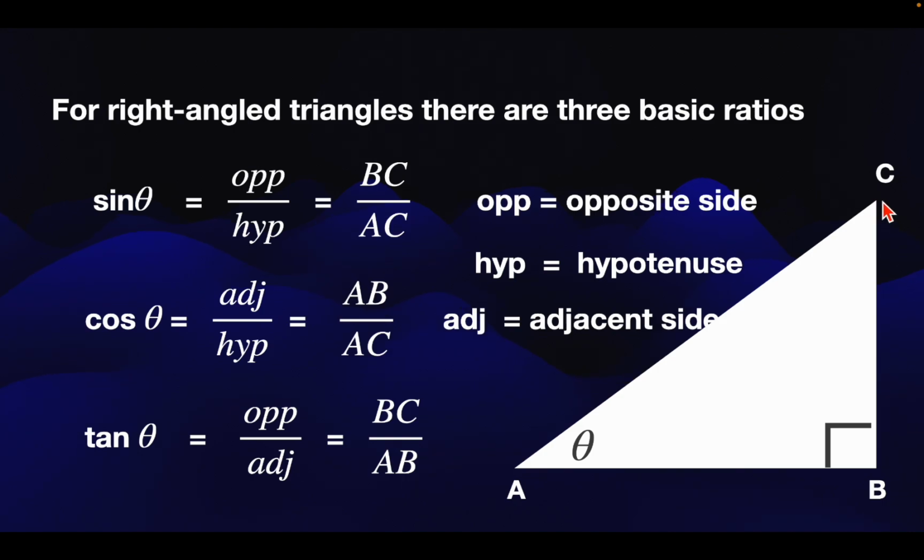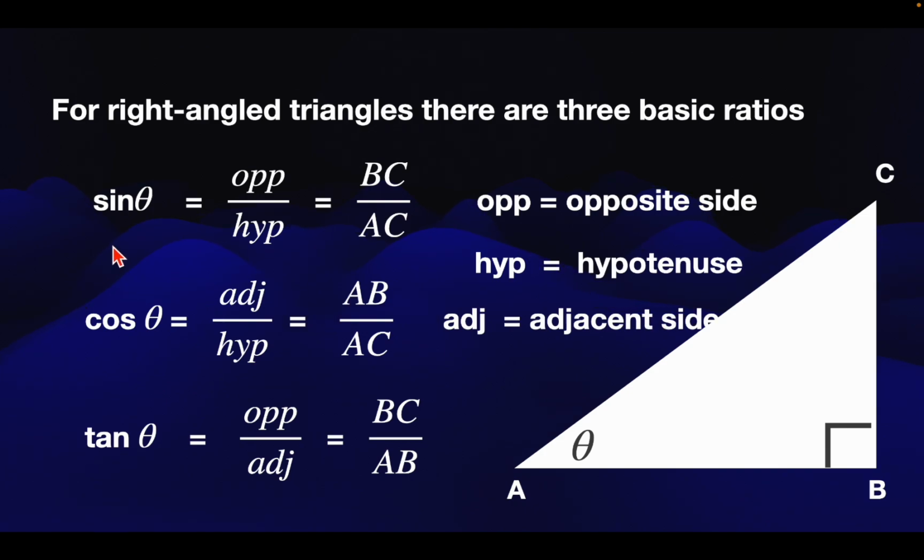If you take this angle C, what is the opposite side? It will be this side AB, and the adjacent side will be BC for this angle. Hypotenuse will be this. So always be careful, always look at the angle which they are asking. If they say sine theta, you have to take this angle. If they say sine C, you have to take this angle.